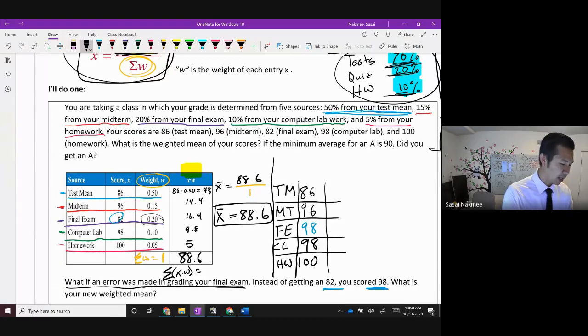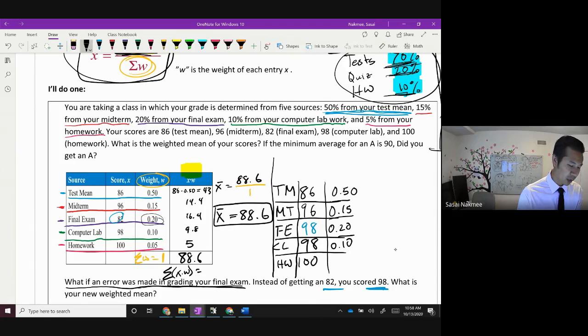I'm calculating these guys right here. The weights are all the same still as well, right? The weight is still 50% for your test average. Your midterm is still 15%. Your final exam is still 20%. And your computer lab is still 10%. And your homework is still 5%.